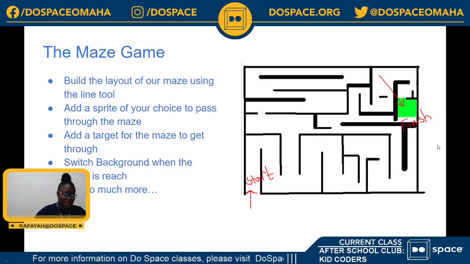Sounds like fun, right? Just a little bit more detail about the game so you know what you're getting into for today. We're going to build the layout of our game using the line tool. And after you've added a sprite of your choice, it could be the Scratch cat, a boy or girl, a cat, a dog, a ball, or anything you choose to go through your maze with, we're going to attempt to switch our background after the target is reached.